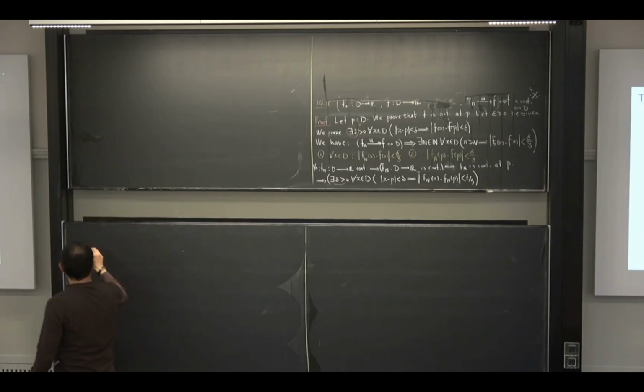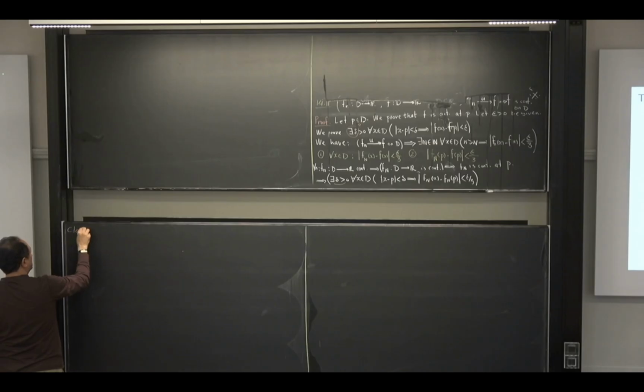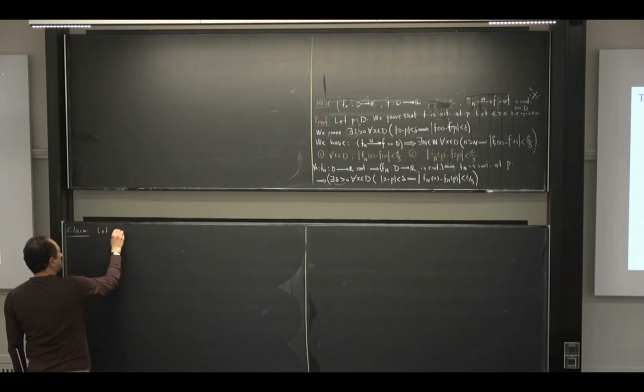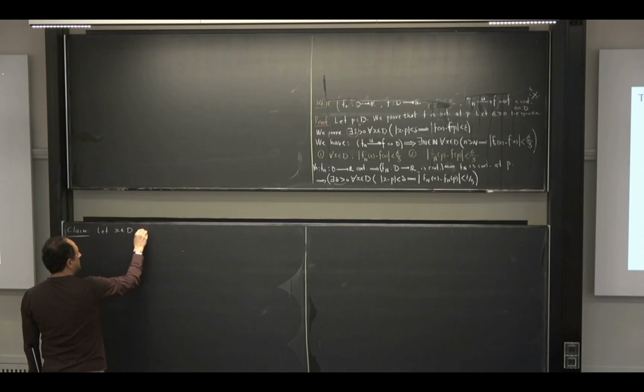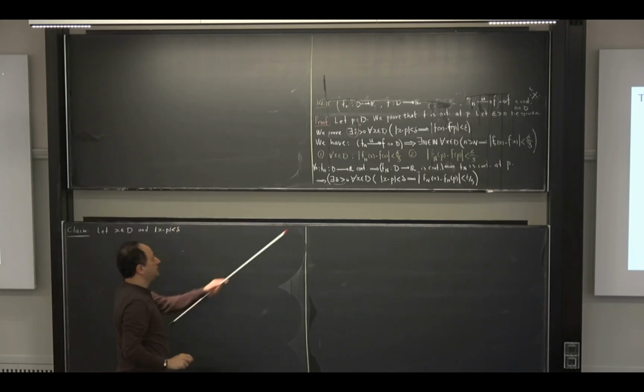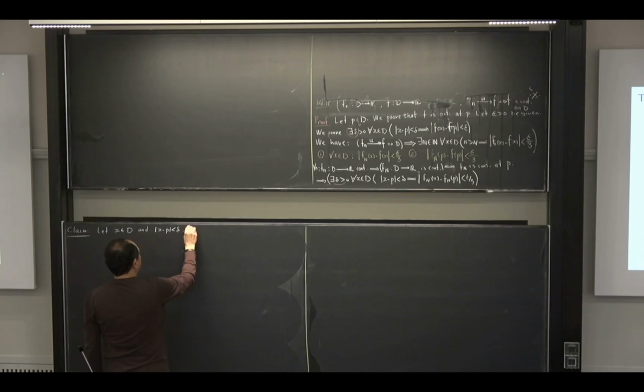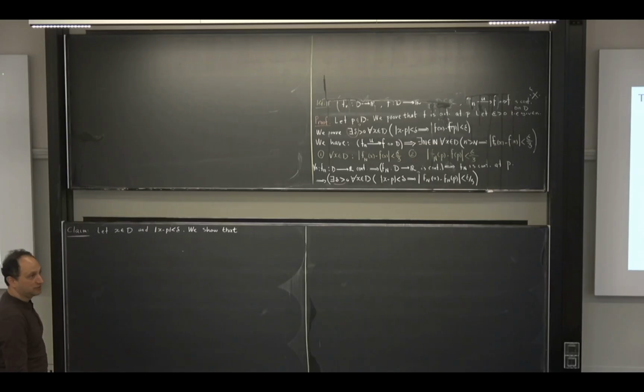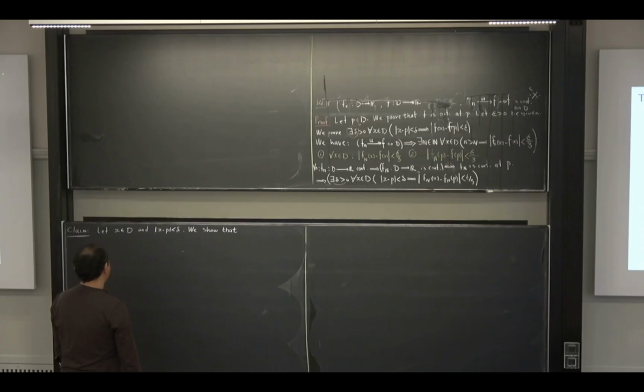So claim, the claim is that let x be in D and absolute value of x minus p be less than delta. Delta is exactly delta here. We show that what? Can you complete it for me to see if you are following me or not? This is the claim. We show that the claim, let, so it is not a good way to write the claim in this way.